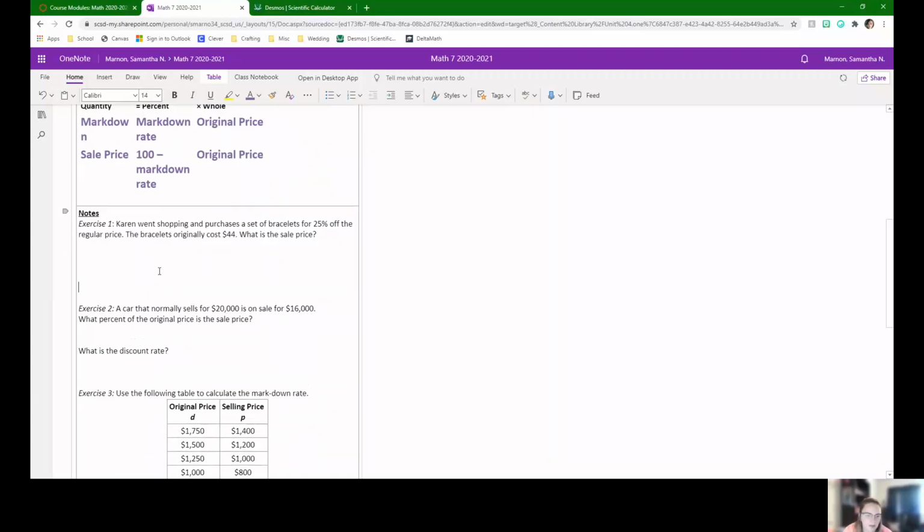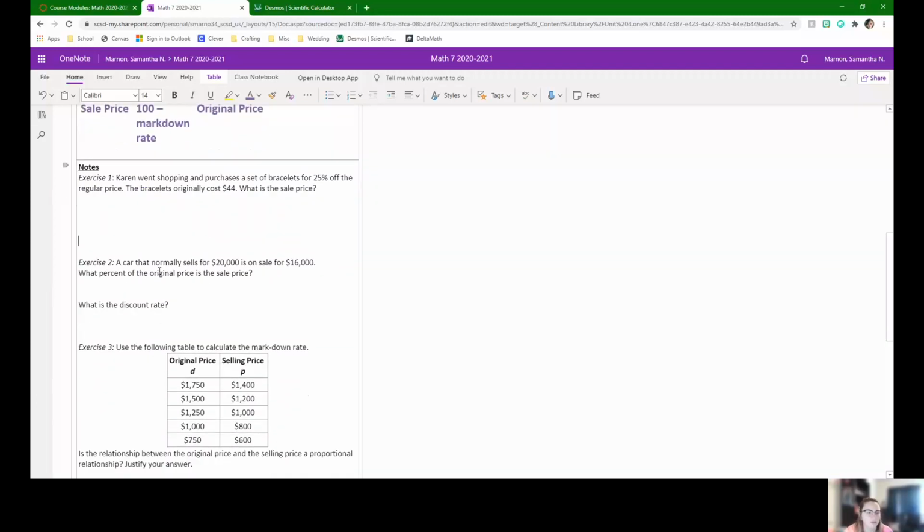Karen went shopping and purchases a set of bracelets for 25% off the regular price. So 25% off. I'm going to box "off" because it's going to tell me that's what we're getting rid of. The bracelets originally cost $44. This "original" is telling me this is the whole. We want to know what is the sale price.